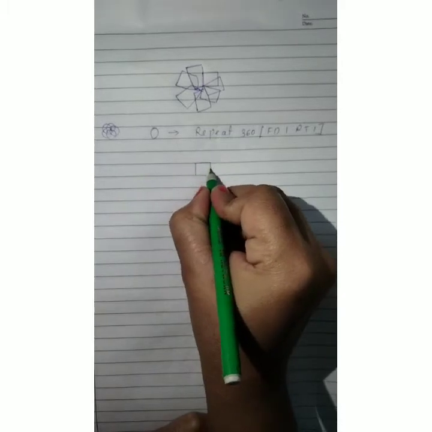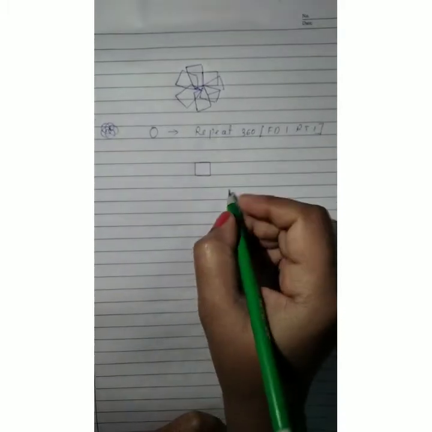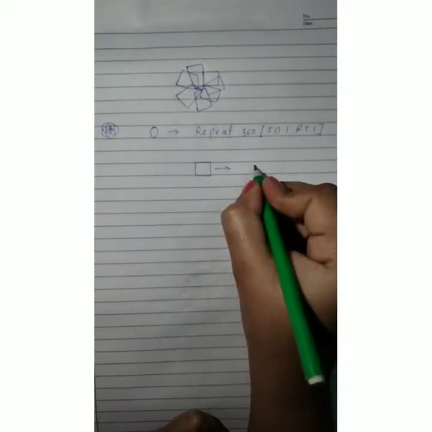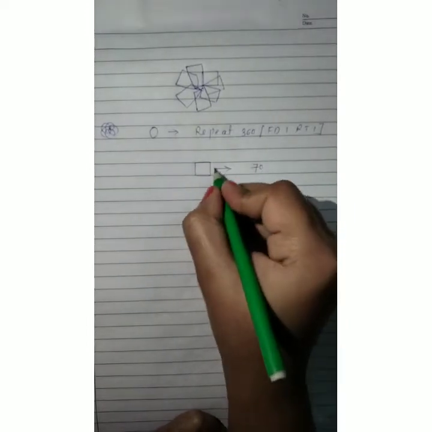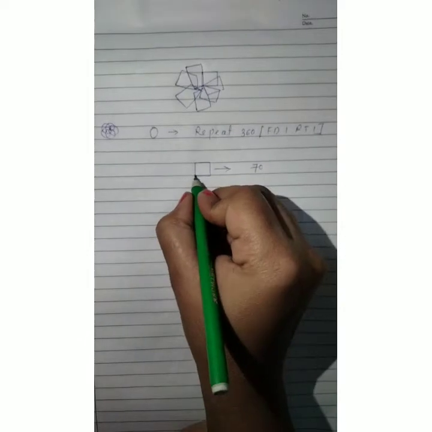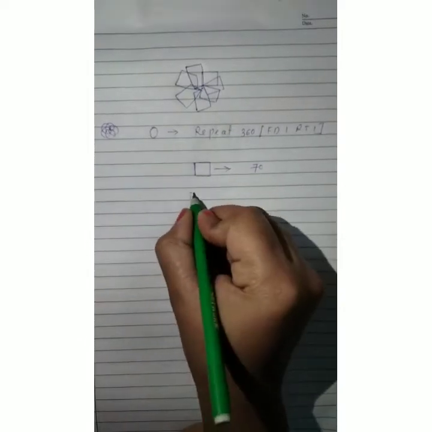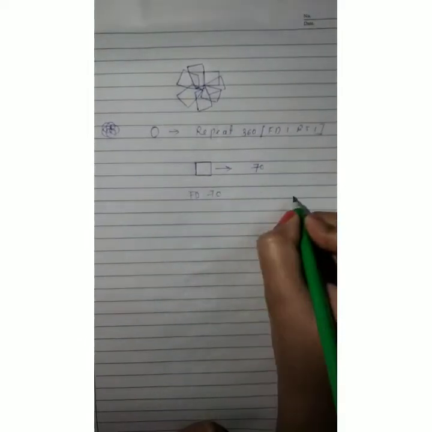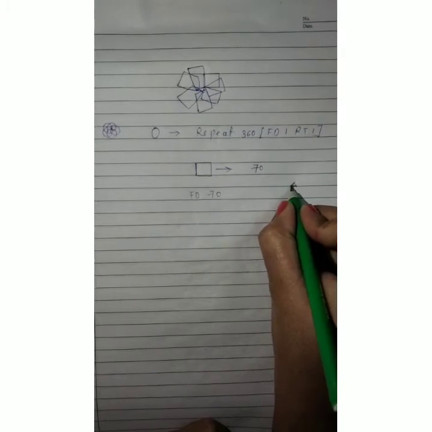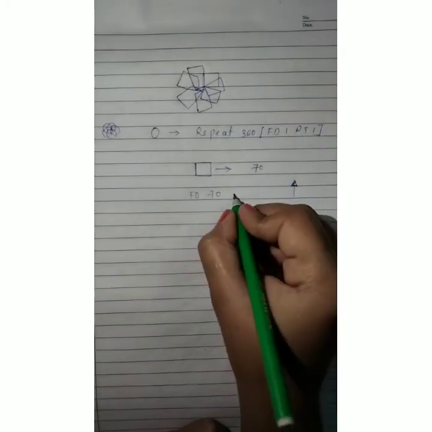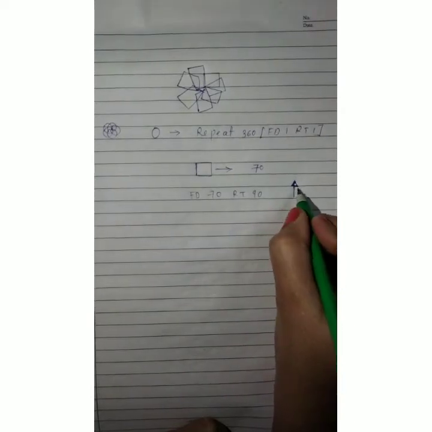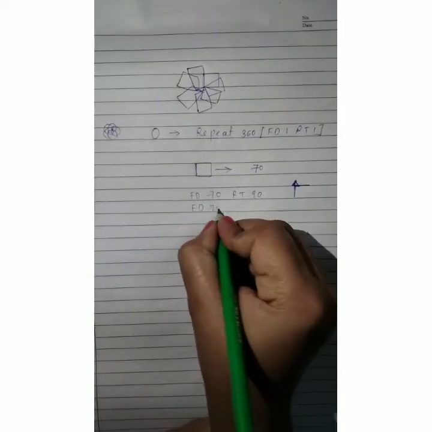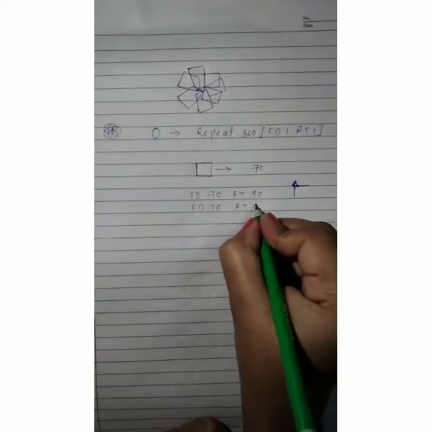So first we'll learn how to make a square. I'm considering the length and width as 70. To make this square, the steps are like this. To move in the same direction, FD 70. Now the turtle is here, and to take a turn, RT 90.